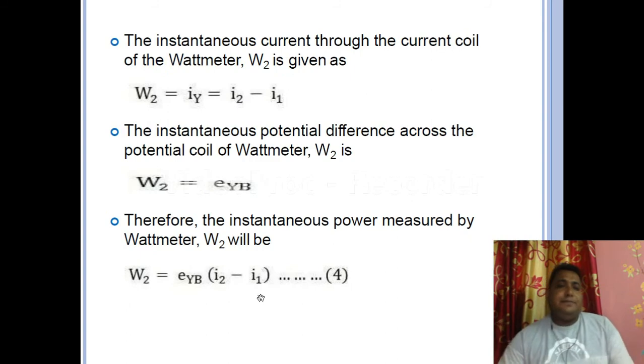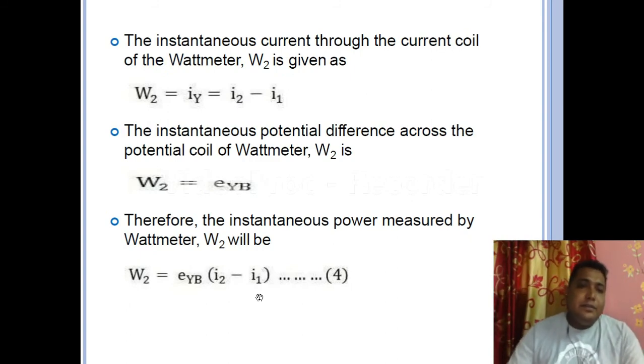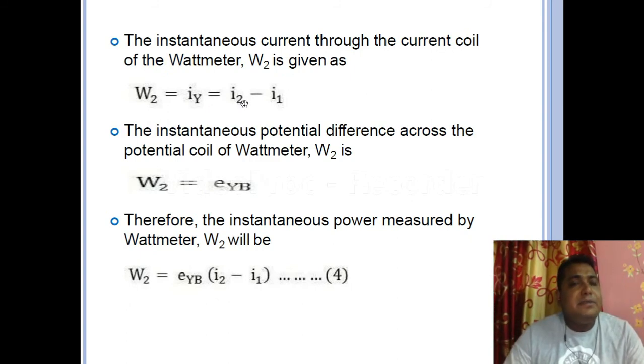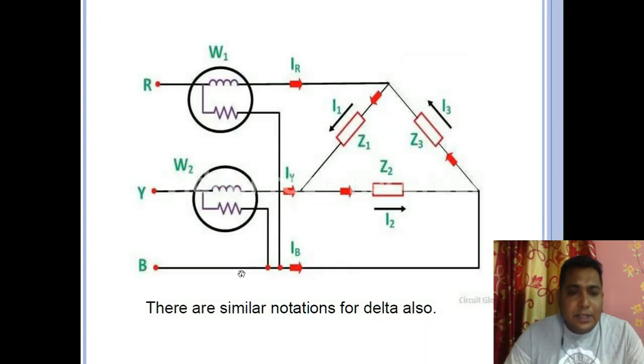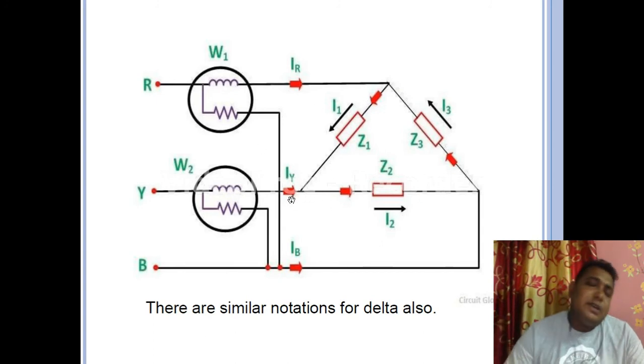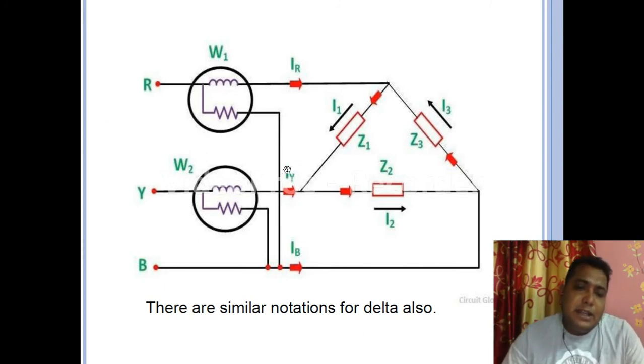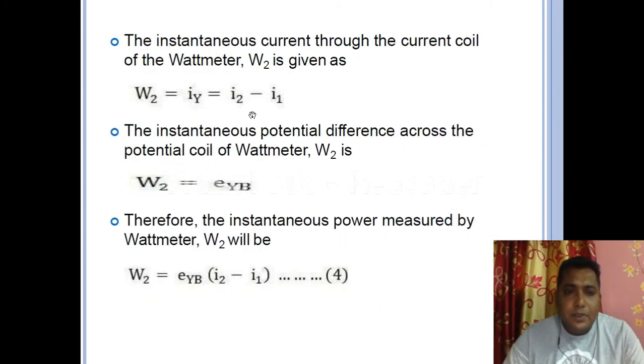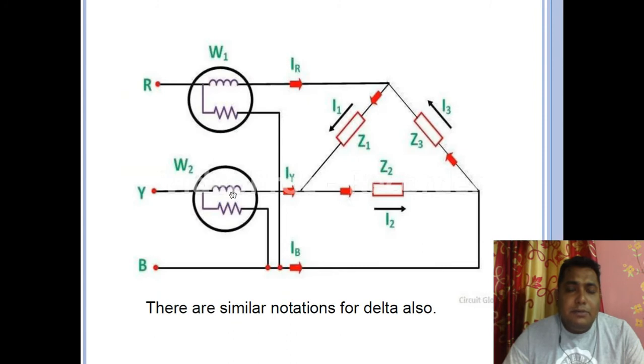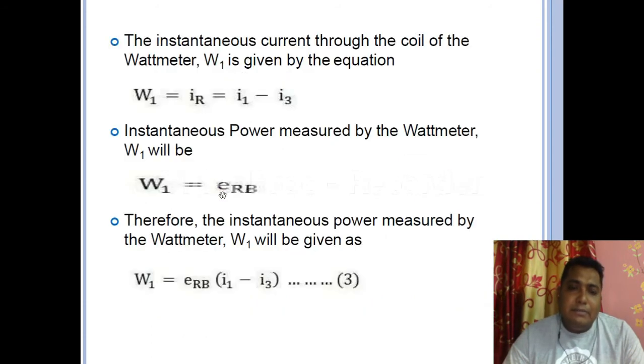So coming to the next. Again, IY is equal to the difference between I1 minus I2. See again here, IY is equal to I1 minus I2. As the directions are opposite, we have to do that. So I2 minus I1 actually, that is IY, and this is the voltage EYB. Let us check EYB. So the line voltage, this is the EYB between Y and B phase.